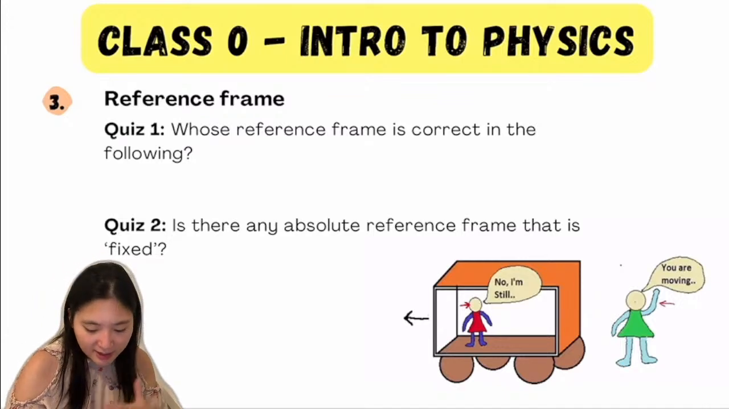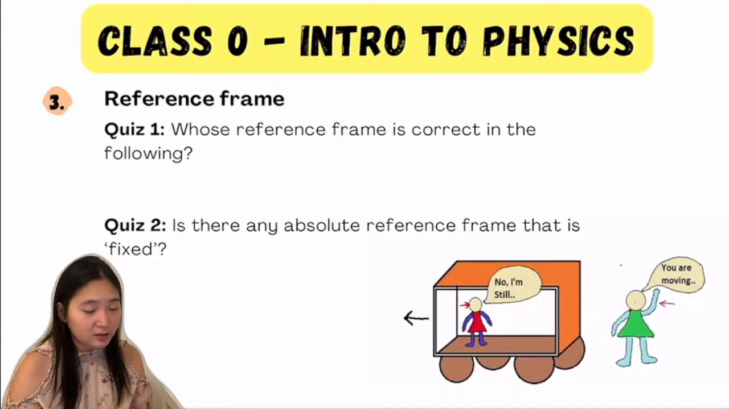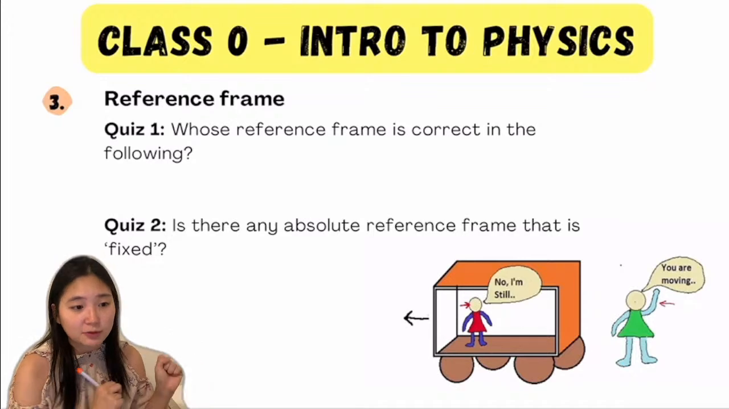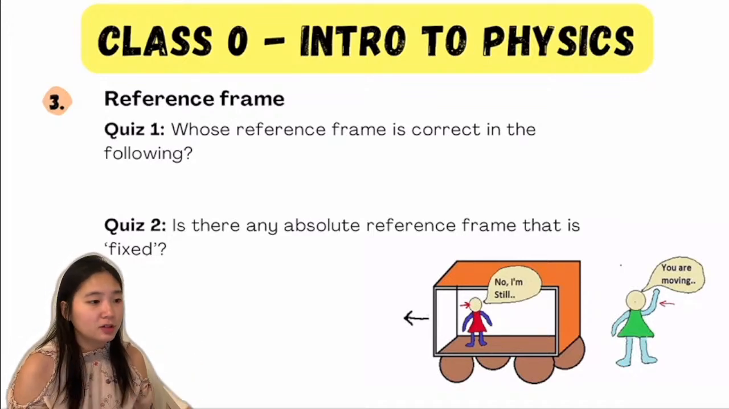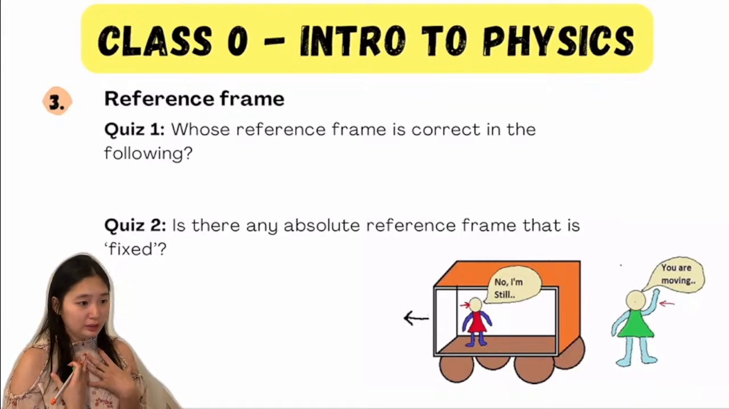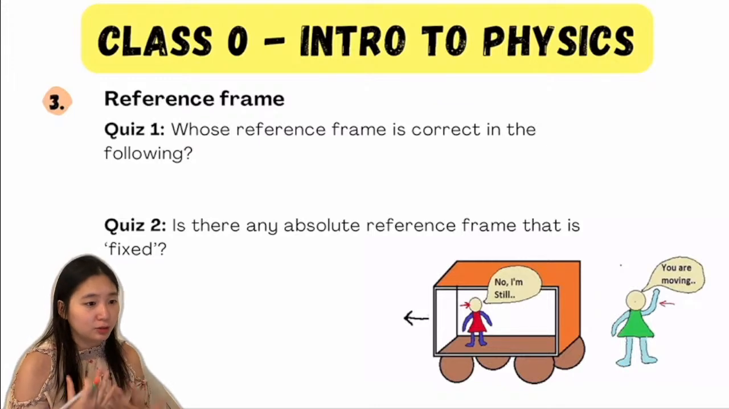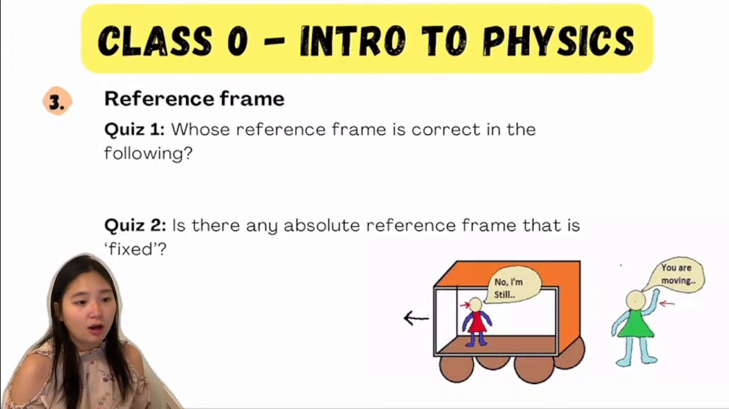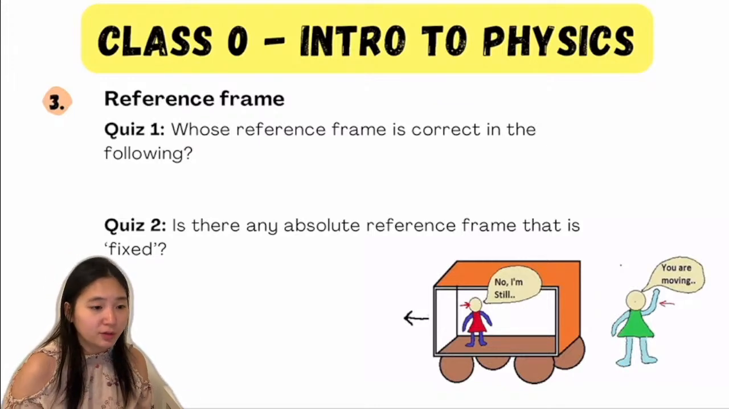Okay, then is there any absolute reference frame that is fixed? No, there's no such thing as a fixed reference frame. So what about the Earth? Because the Earth is not moving. Well, that's also relative. It seems like the Earth is not moving relative to us because we're so tiny compared to the Earth. But compared to the sun, the Earth is actually moving really, really fast.